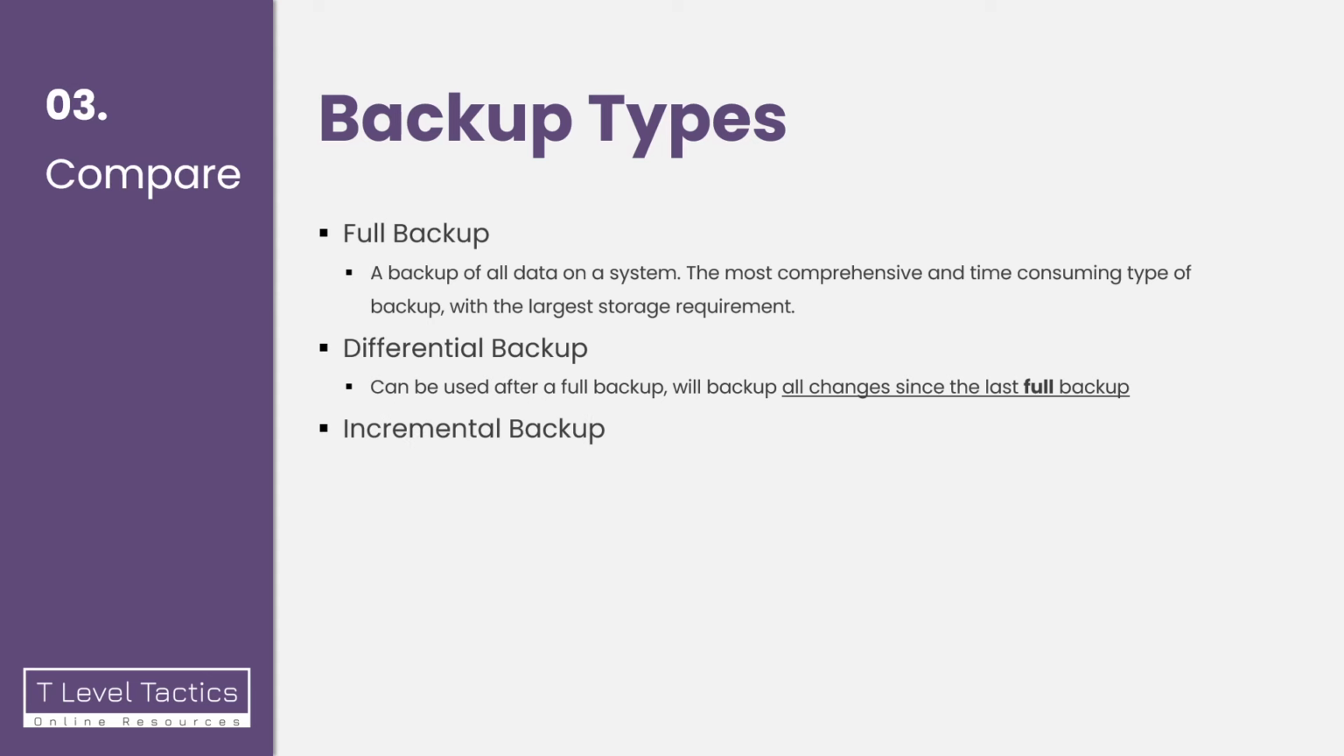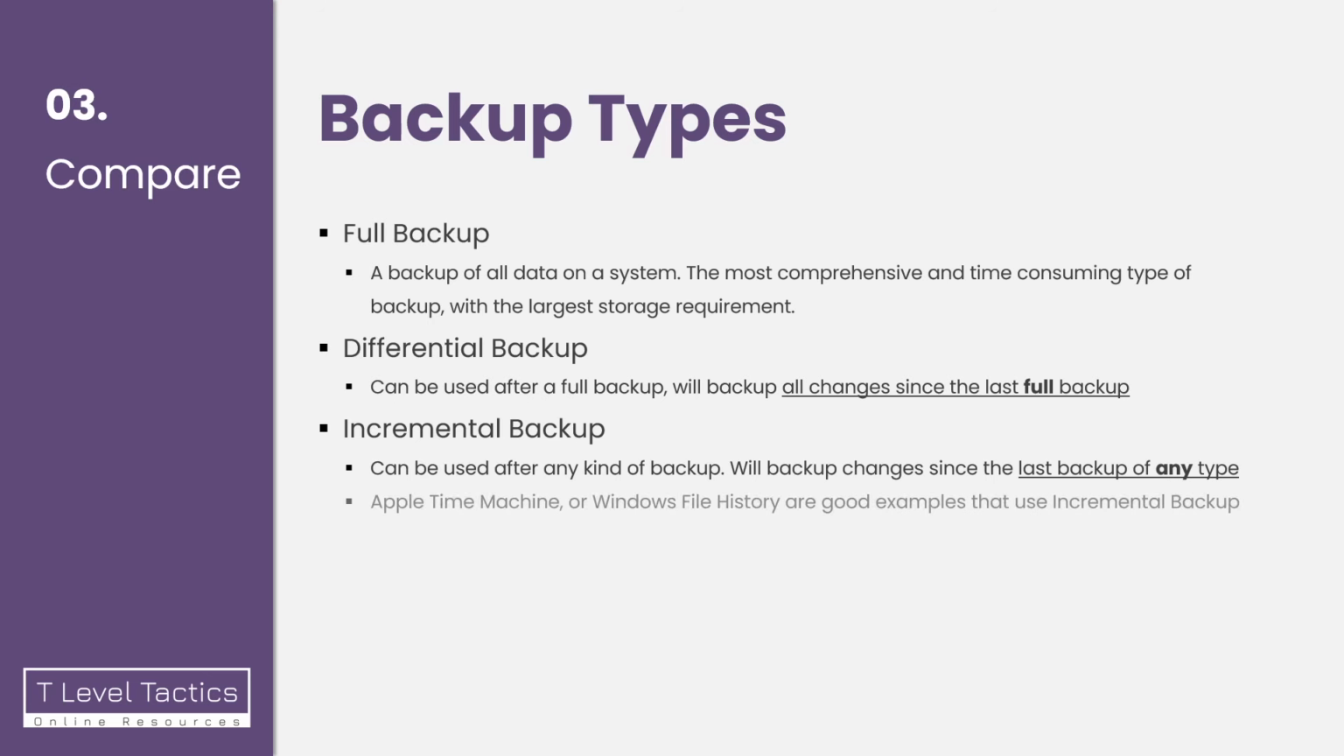There's also an incremental backup. Now, this can be used after any kind of backup, and it backs up changes since the last backup of any type. Apple's Time Machine or Windows File History are really good examples of systems that use incremental backup.